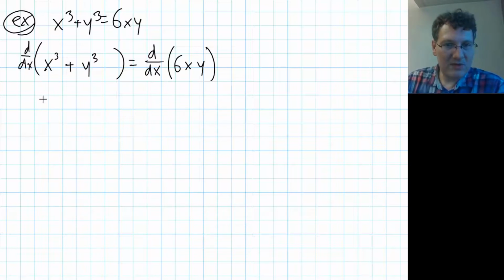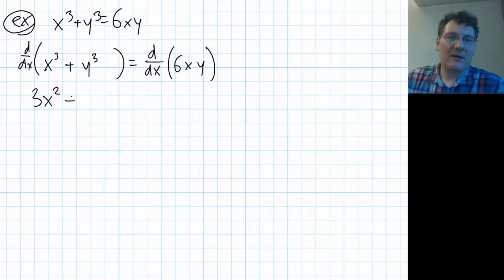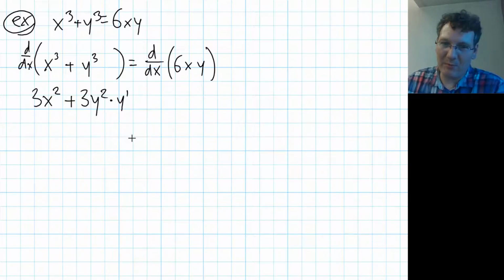So taking the derivative of the first part, we'll have 3x squared. And we just use the power rule on y, 3y squared. But remember, the chain rule says I'm going to have to get another y prime out of that. I don't know what y prime is, but I'm going to solve for y prime implicitly.